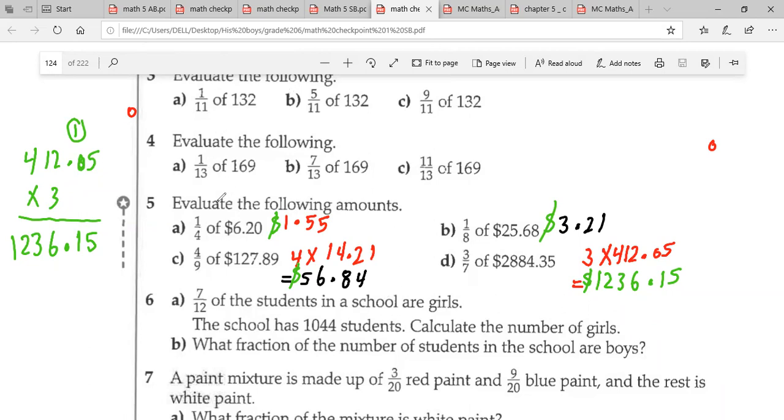7/12 of the students in a school are girls. The school has 1,044 students. Calculate the number of girls and the fraction of the number of students in the school who are boys. Yes, thank you. As Yahya said, we have 7/12 of the students in a school are girls.